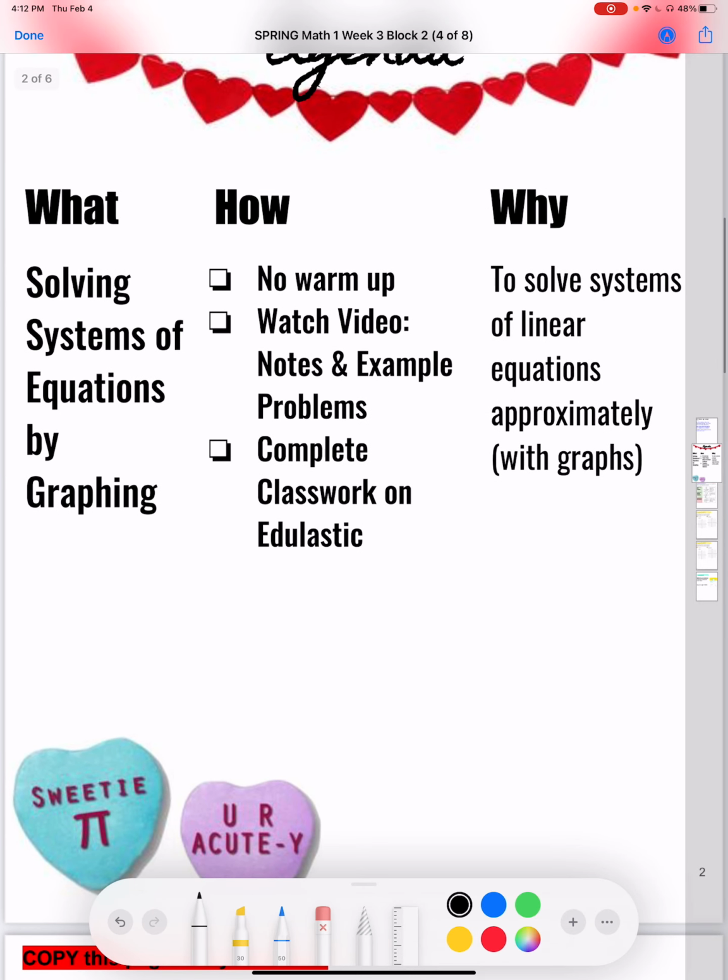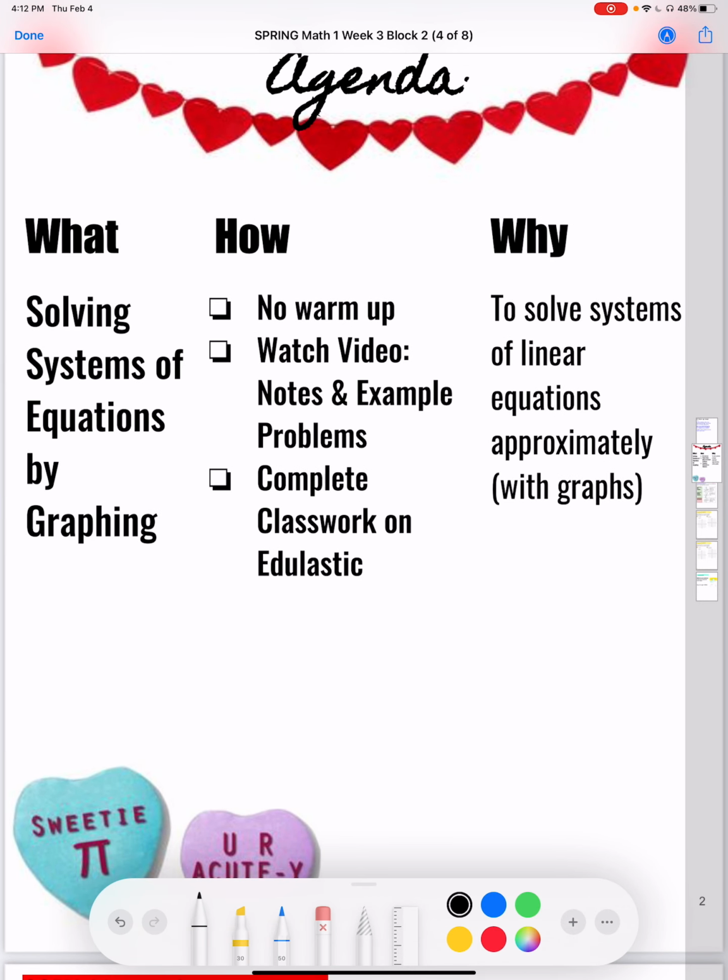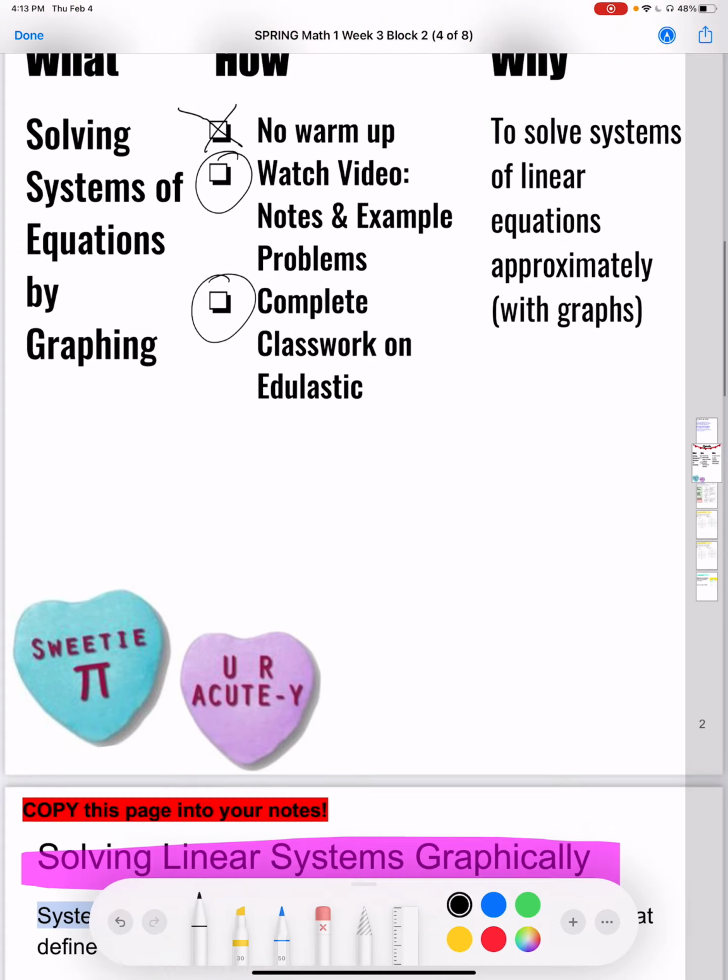All right, so for today, we're going to be working on solving systems of equations by graphing. Last time we met, we talked about solving systems using the elimination method. Today we're doing the same thing, but instead of elimination, we're not doing it algebraically. Instead, we're solving by graphing. There is no warm-up. Again, like I said, you are watching this video, so you're completing the first step. And once you're done, you're going to complete the classwork on Edulastic. This is important in order to solve systems of linear equations approximately. Sometimes it's not going to be exact, and we'll talk about that a little bit later.